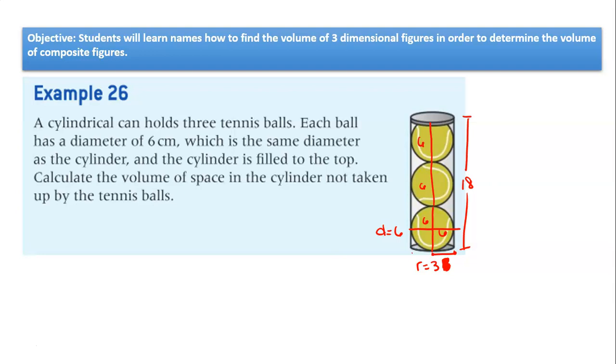It says calculate the volume of the space inside the cylinder that is not taken up by the tennis balls. So they're wanting all this space in here. The way we can find that is to find how much space the balls take up, and then subtract that from the volume of the whole cylinder. So let's find the volume of 1 tennis ball.